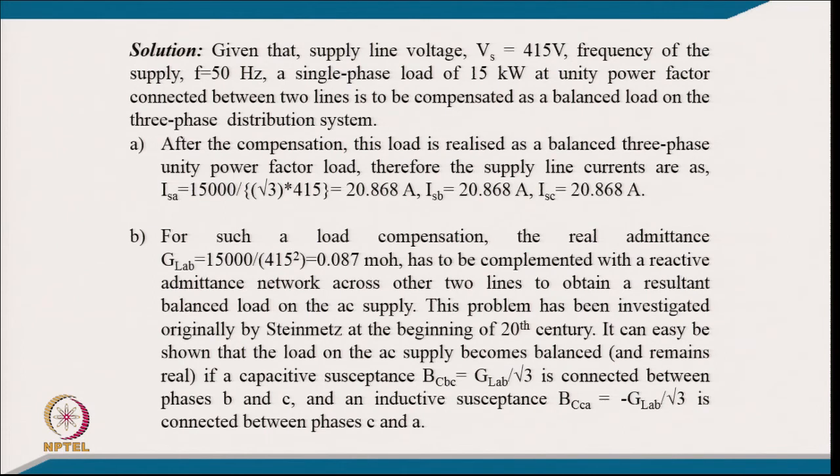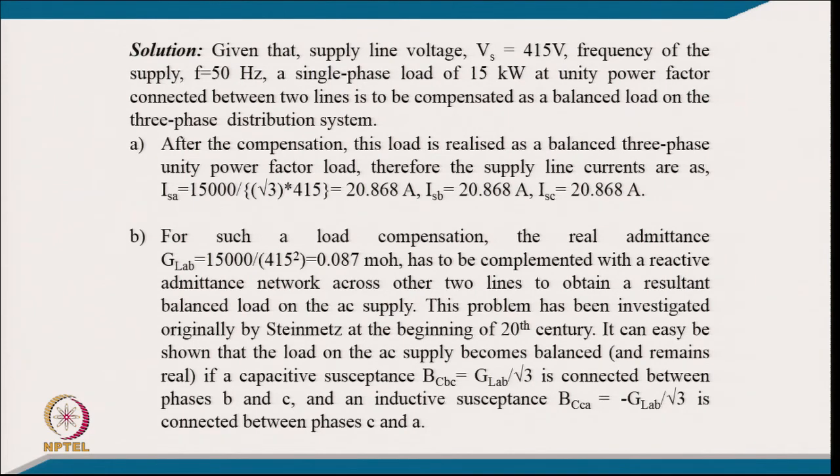So, therefore, the supply line current is the power consumed by the load, that is 15 kilowatt or 15,000 watt, divided by root 3 into 415. Why are we taking root 3? Because it is a line voltage. So, it becomes root 3 times the phase voltage. If we take a phase voltage 415 by root 3, so it is root 3 times phase voltage. So, that becomes the line current. So, it becomes 20.868 ampere, and all 3 phase currents will be the same magnitude, because it is balanced. Now, load balancing is there at unity power factor.